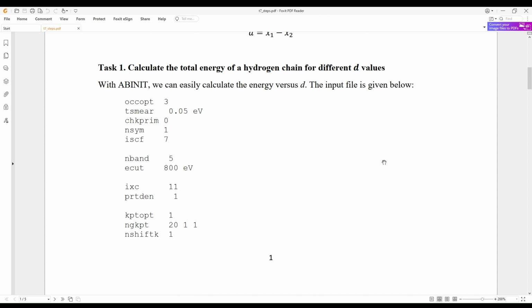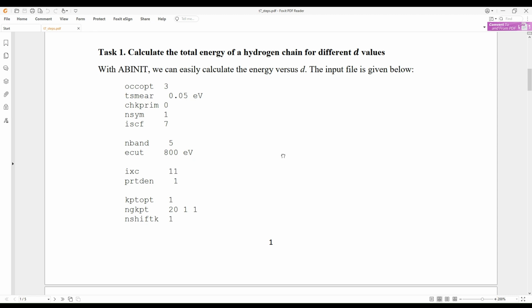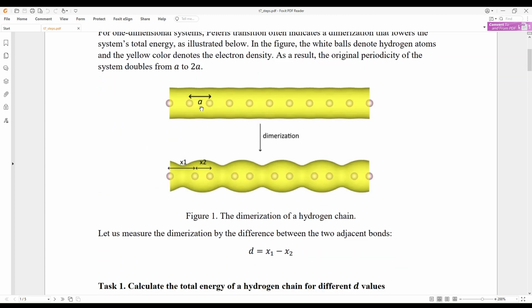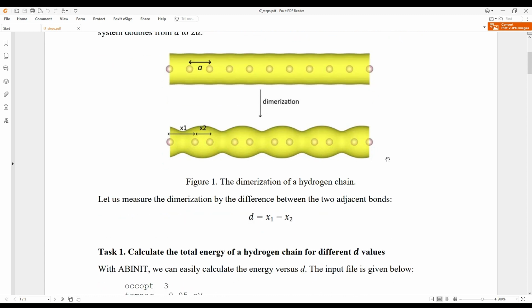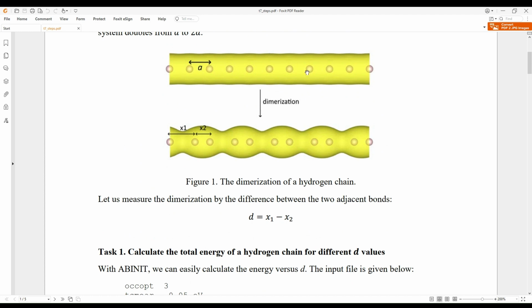I'm going to use the ABINIT program for the calculation, and here is the input file for the ABINIT program. I'm going to use the Fermi-Dirac distribution smearing for the calculation by setting occopt equals to 3. The reason is that the non-dimerized system is a metallic system. So that's why we need to have some smearing temperature and fractional occupation numbers to characterize this metallic system.